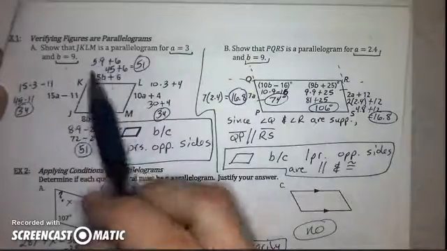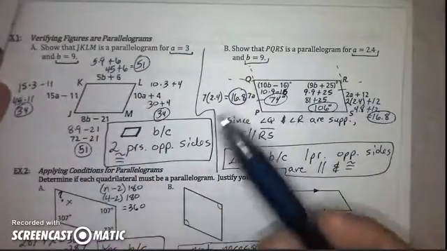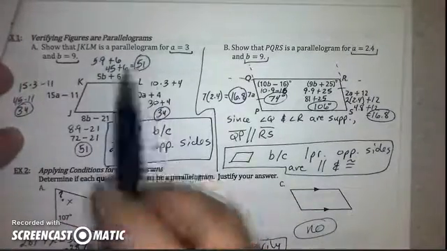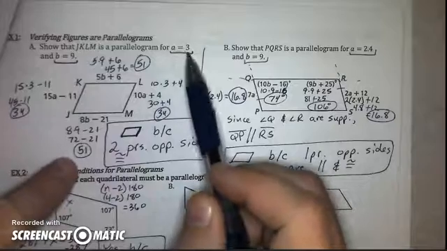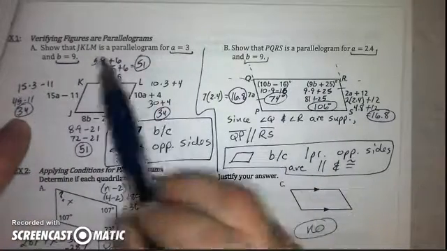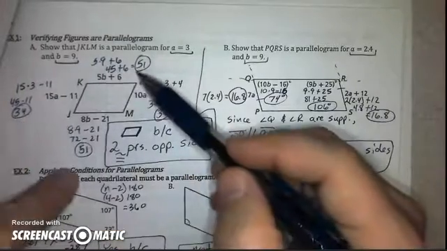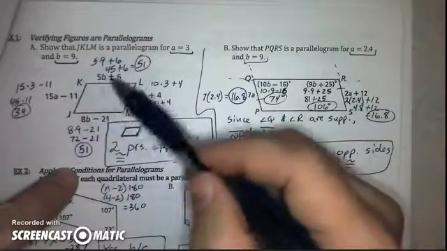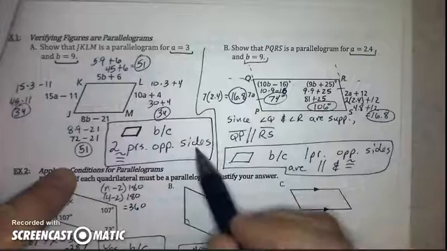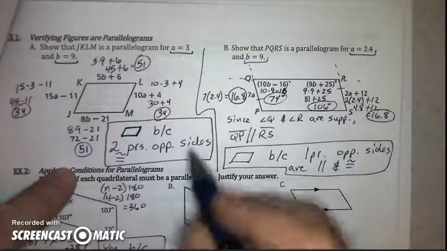Okay, so we looked at example 1 on how to use these conditions to see if it is a parallelogram. We showed that this was a parallelogram by showing that when we plugged 3 in for A, these sides are the same length, so they're congruent. And when we plugged 9 in for B, we got congruent sides up and down. So we do have a quadrilateral with 2 pairs of opposite sides that are congruent, so it is a parallelogram.